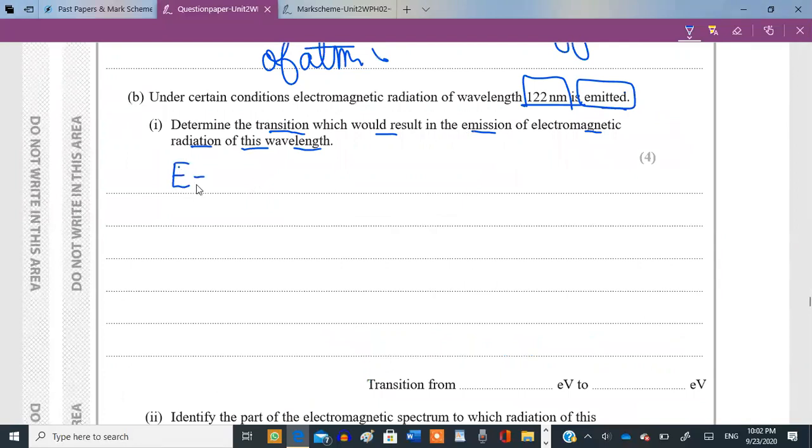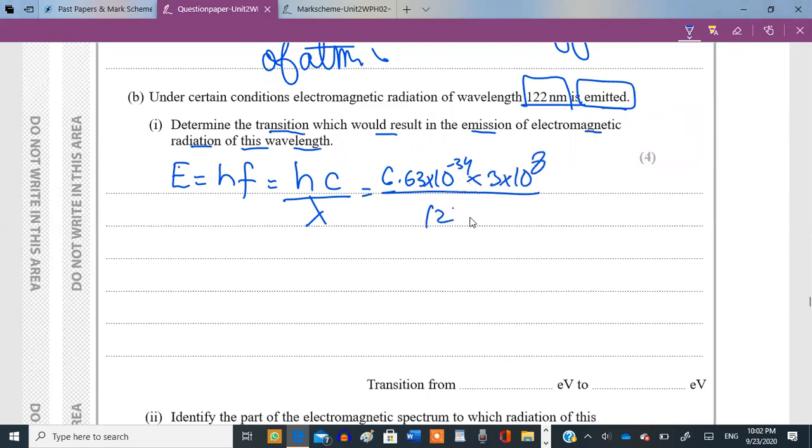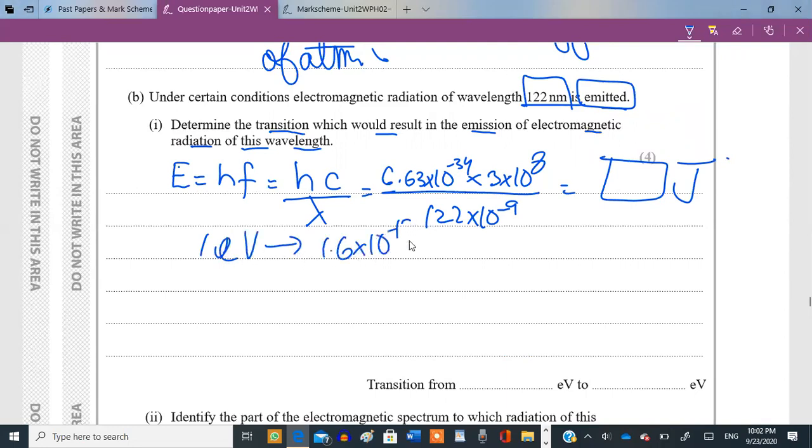So energy can be calculated using the same formula, hf, right? f means c upon lambda, right? So velocity upon wavelength. So hc upon lambda. Use it, calculate the value: 6.63 raised to the power minus 34 into 3 raised to the power 8, divided by 122 nano, that is 122 into 10 raised to the power minus 9. This will give you an energy in joules. Now, once you have the energy in joules, you know that 1 electron volt is 1.6 into 10 raised to the power minus 19 joules. Convert that energy in joules to electron volts.